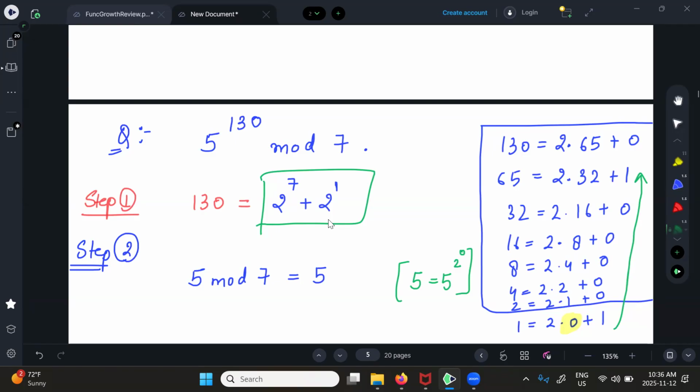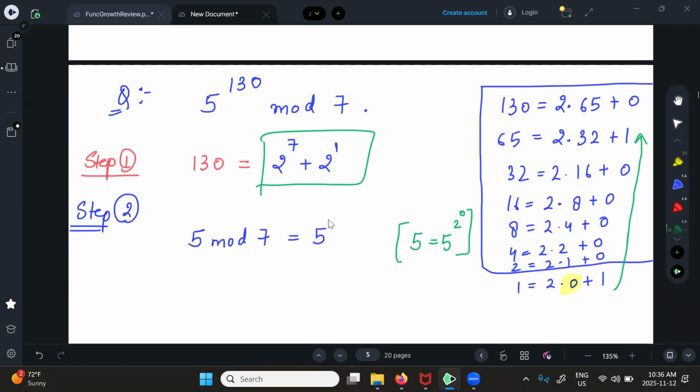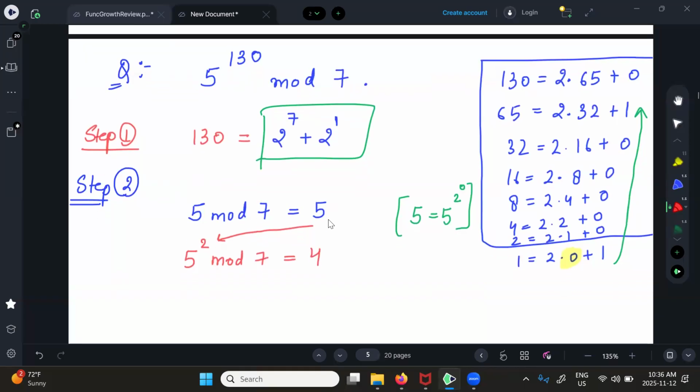Alrighty. Now I square it. So I square it, I get 5 squared mod 7, which is what? This 5 moves here. Is it 4? 4 it is. Right? And just keeping this little thing on the side, 5 squared is what? It's 5 to the power 2 to the 1. Good? Just have this connection going on. You will need it later on.